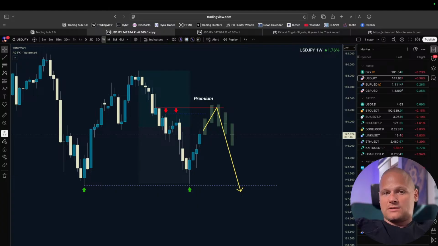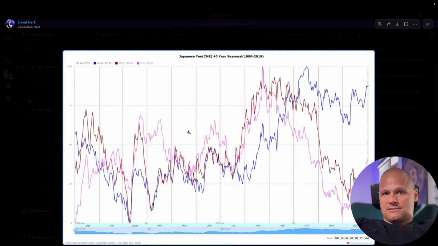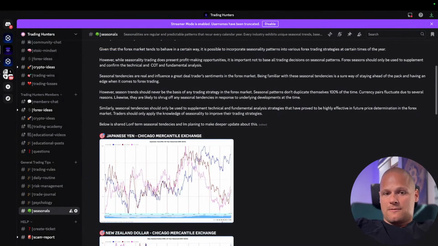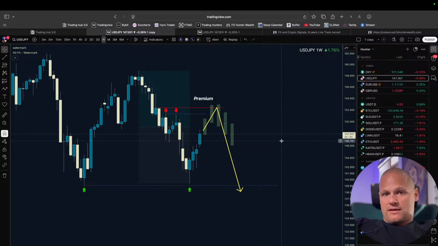Also in confluence with what? With this, right? Japanese yen getting stronger June, July, right? For the rest of the year could be stronger, right? So this all could play out, and it all gives us indications that this is probably what could play out in here, right?